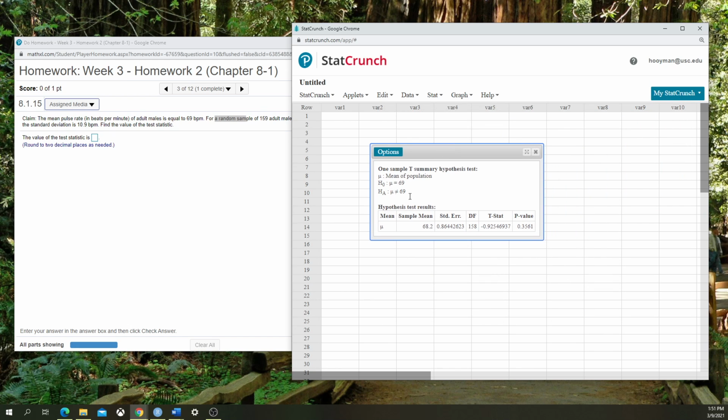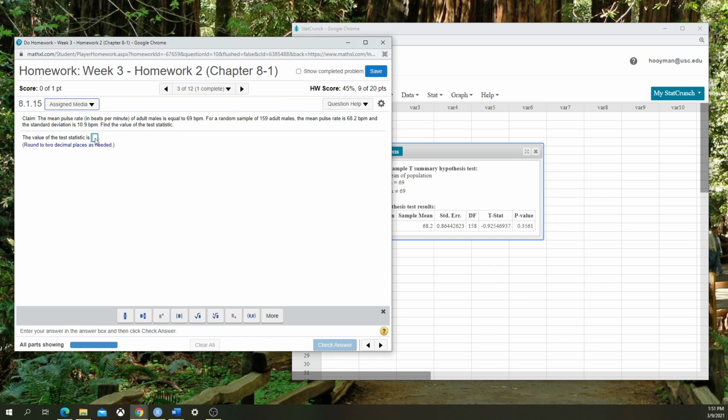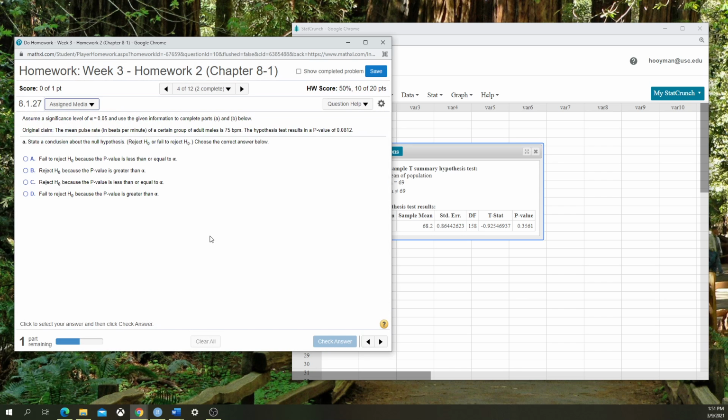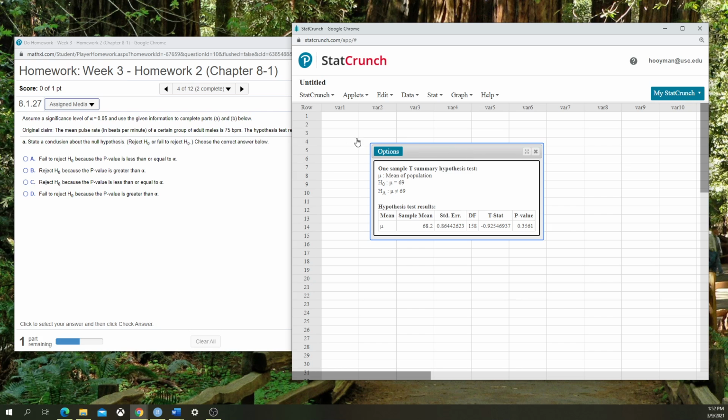All right, here's my output. One sample t-summary hypothesis test. We only have one sample here. We're testing this sample against the claim that we've made about the 69 beats per minute. The test statistic in this output is the t-stat, okay? And so I'm going to read very carefully, round to 2 decimal places as needed, minus 0.93, I'm going to say, because we have that 5 there. Okay, and so this gives you at least an initial preview into exactly how to calculate that.